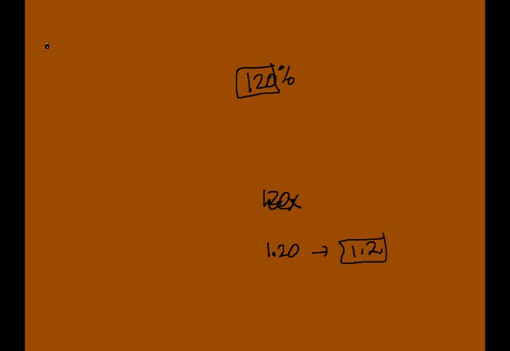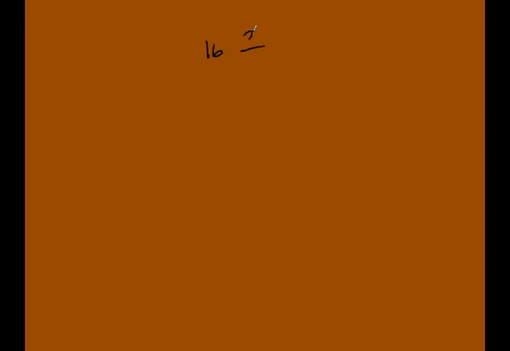Let's look at a more complicated example. Let's say that you have 16 and 2/3%, and you want to change this into a decimal. Now this one is a little bit hard to just take and move the decimal. Why? Because there's a fraction here, so it's a problem.